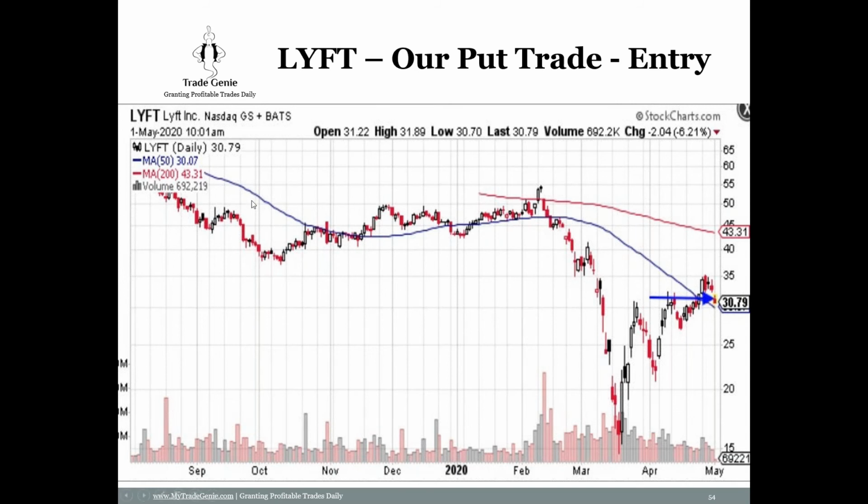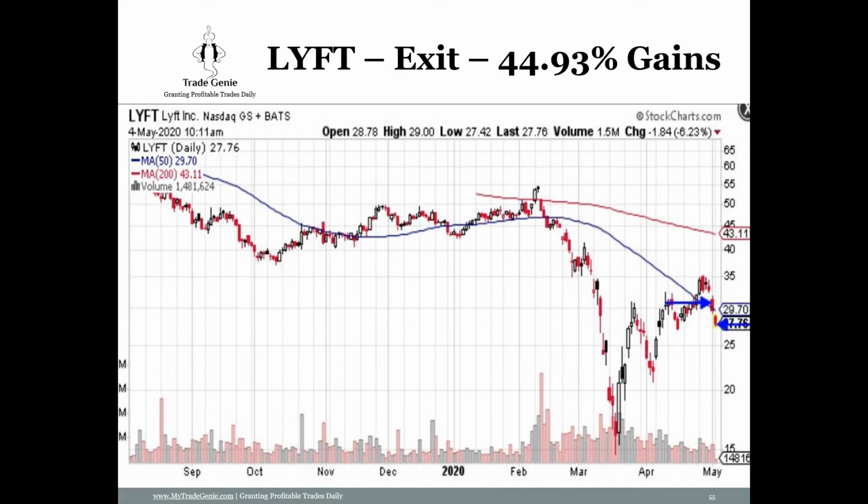So on 1st of May, and look at that, what happened. As soon as the next day, gap down. So two gap downs back to back. We book our profit at 45% gain.